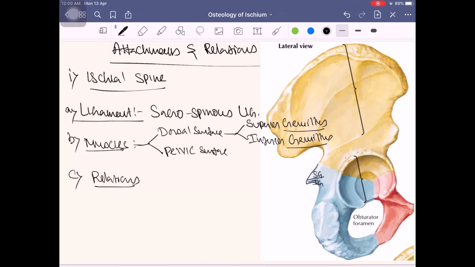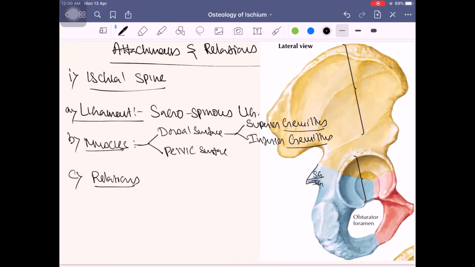You even have the zodiac sign Gemini. If you see the symbol of Gemini, you will see two characters are shown. So Gemini or gemellus, anything is fine. So superior gemellus and inferior gemellus are the two short tiny muscles arising from the upper and lower part of the dorsal surface of the spine.